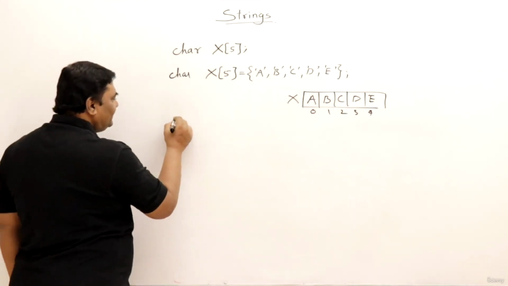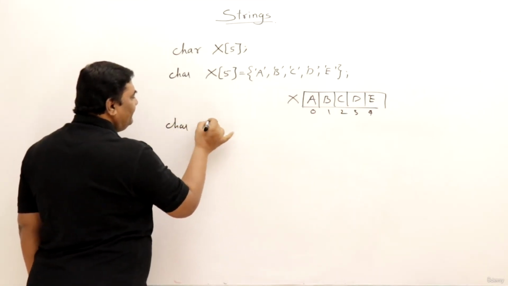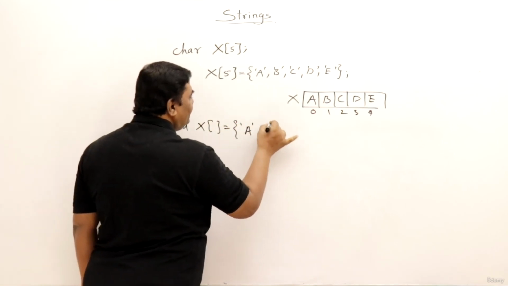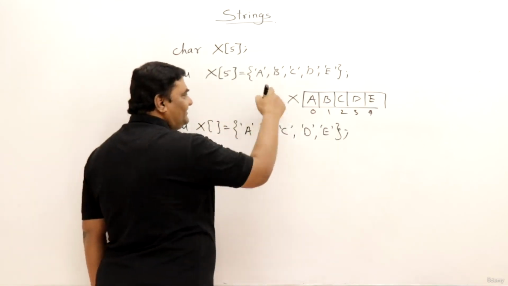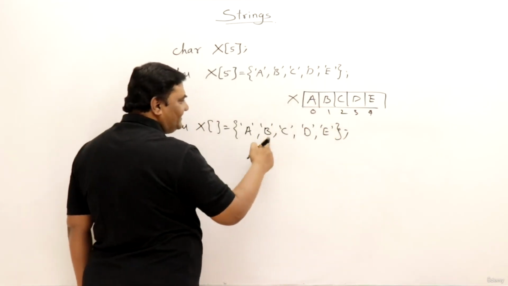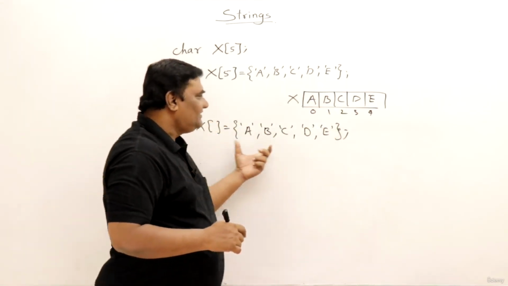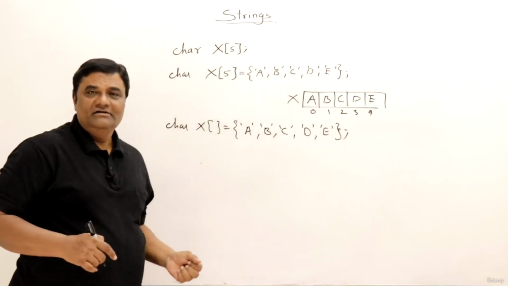Then, third method, I can create an array without giving any size. So A, B, and so on. The same type of array will be created, of size 5, and initialized with all these alphabets. I have not mentioned the size. The size will be taken depending on the number of alphabets I am assigning.